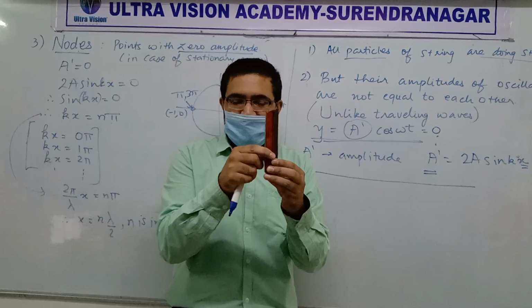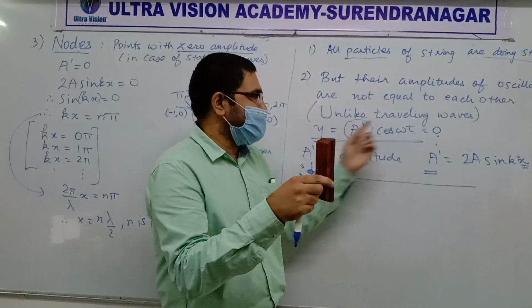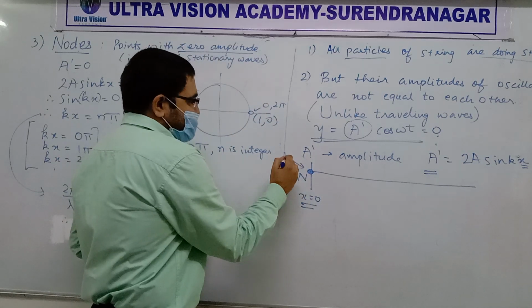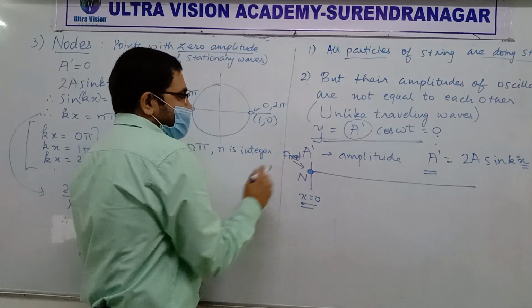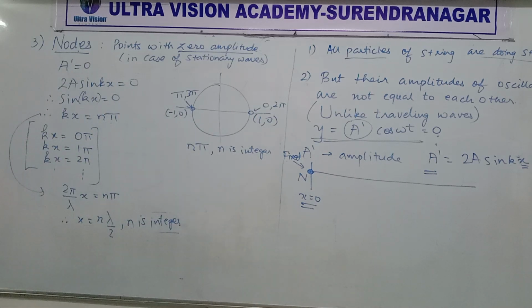It's not going anywhere because its amplitude is 0, right? So its displacement will also be 0 always. Understood? So this point is fixed or stationary, like I said earlier. Right? This point, the node, is fixed or stationary. Clear? Clear or not clear?